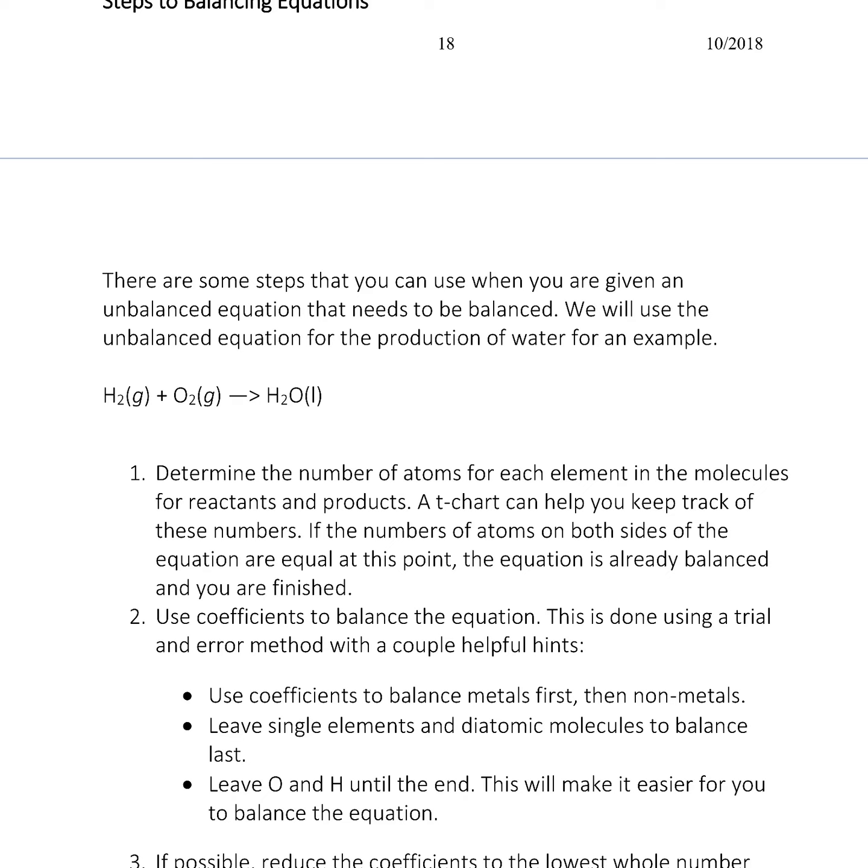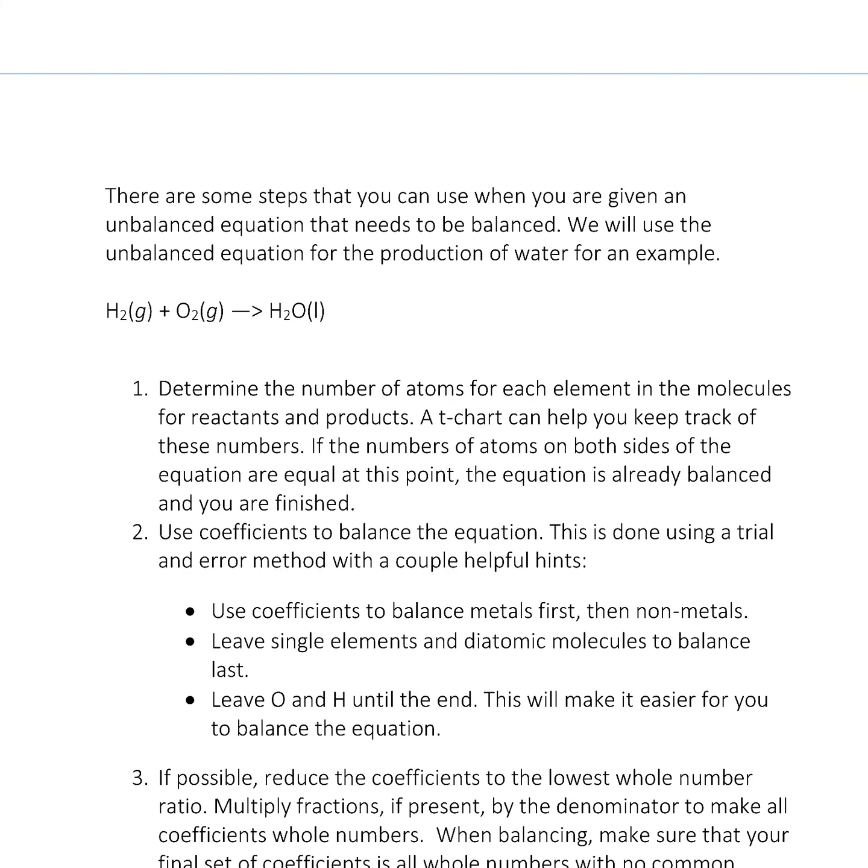There are some steps you can use when you are given an unbalanced equation that needs to be balanced. We will use the unbalanced equation for the production of water, for example. First, determine the number of atoms for each element in the molecule, molecules of reactants and products.